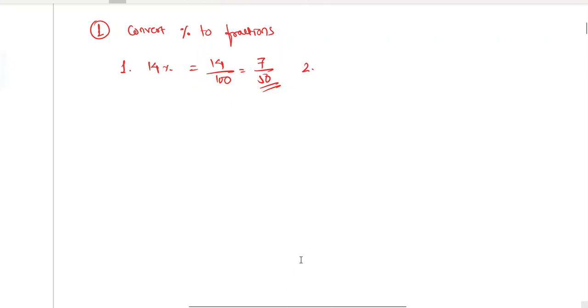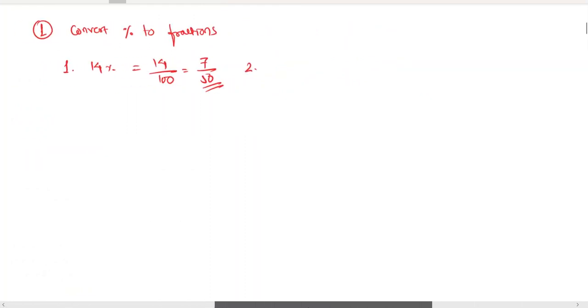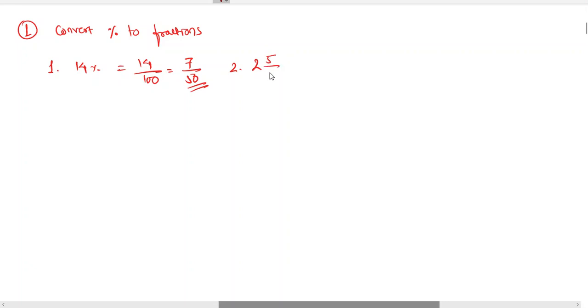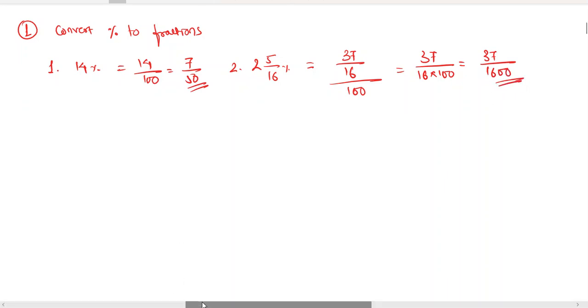The second one is 25 by 16%. So 16 twos are 32 plus 5, 37 by 16. I'm sorry, 37 by 16, the whole upon 100. That is 37 upon 16 into 100. Now, can anything cut over here? Nothing. So 37 upon 1600. That's the final answer. Let's check our final answers: 7 by 50 and 37 by 1600. Did you understand this step? This 16, it gets multiplied with the 100.